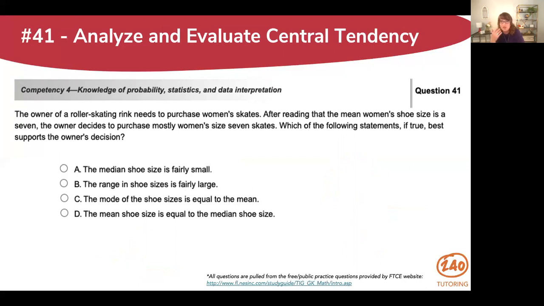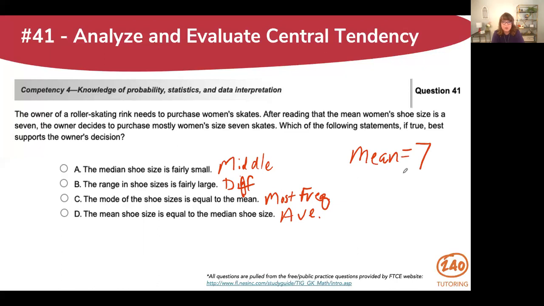So here, you really just have to know about each of those terms and figure out how it relates to purchasing shoes. So here, median is the number in the middle if we listed them all out from greatest to least, okay? The range would be the difference between the largest and smallest value. The mode would be the number that occurs most frequently. And the mean would be the average. So it's already saying that he read that the mean women's shoe size is a 7. So we already know that the mean is a 7. So let's talk through each of these and figure out which one would impact how many shoes you buy.